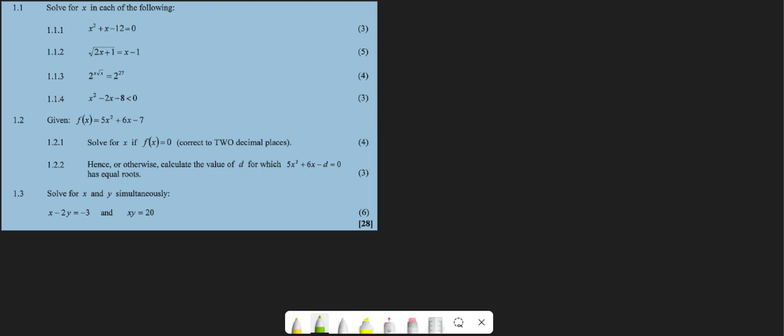This question was taken from the past papers for grade 11. On the first question, which is 1.1, we are required to solve for x in each of the following questions. So we have x squared plus x minus 12 equals 0, and we need to solve for x in this quadratic equation.